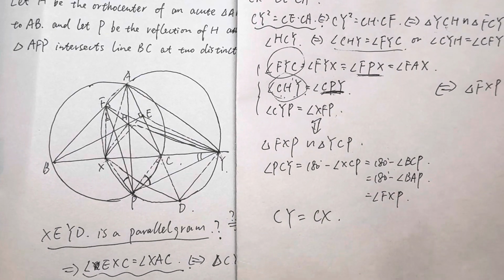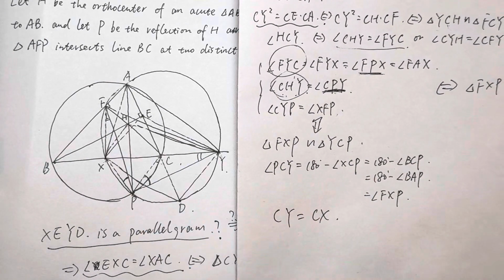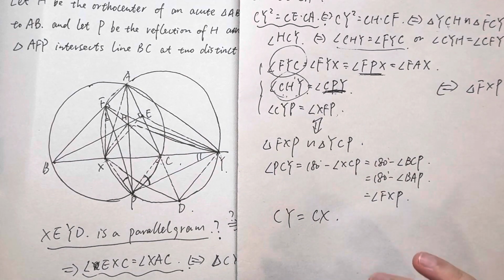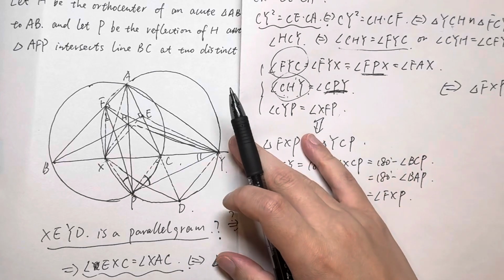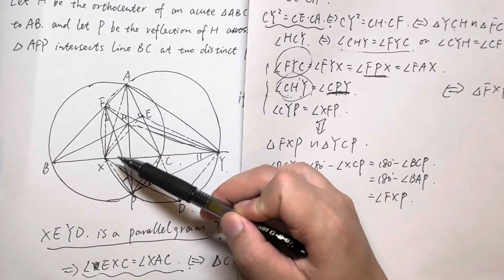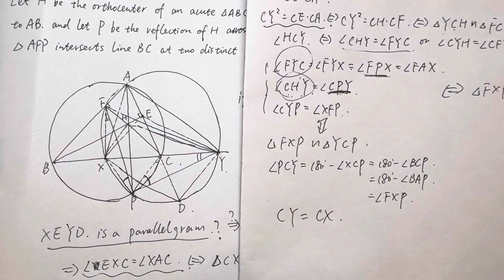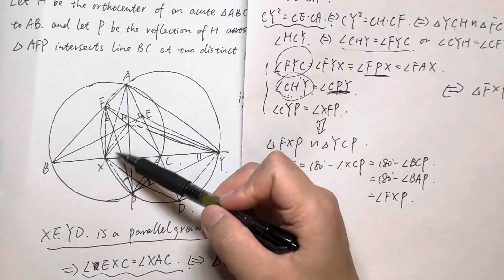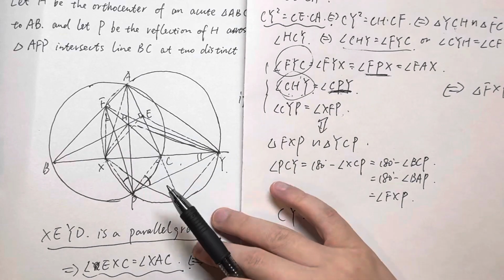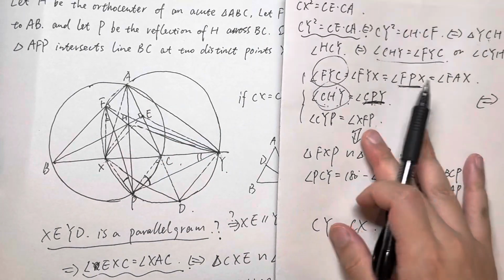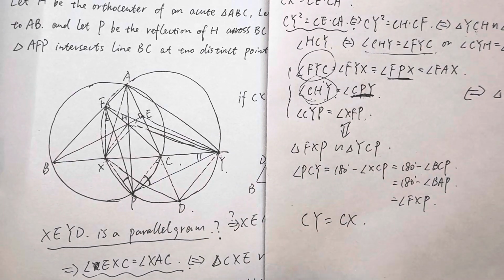And I want to stop here. Just look at this figure. We said at the very beginning that we want to prove that XEYD is a parallelogram. So is that really true? Right, we started from using YD, XE, and basically we related it to XC squared equals CE times CA. So is it still true that XEYD is a parallelogram?